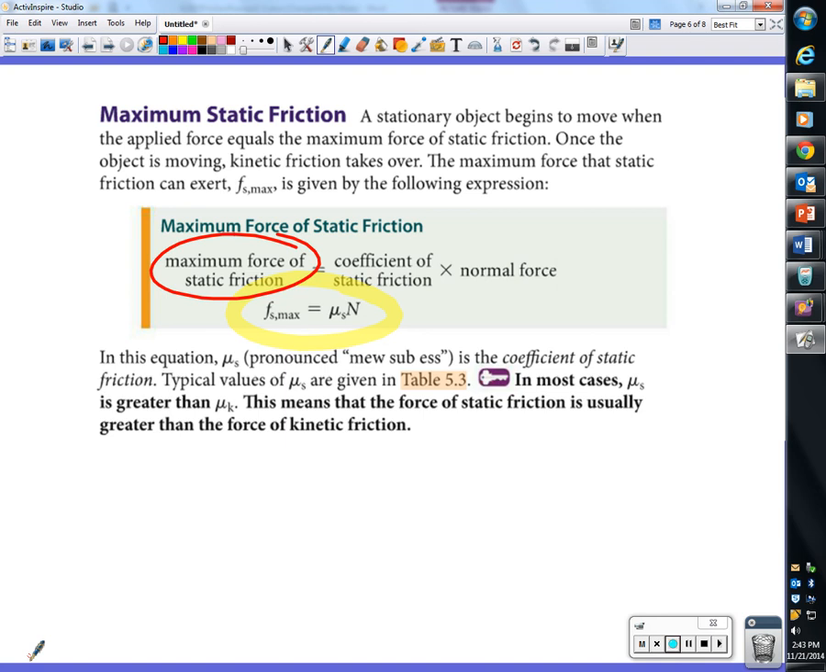Okay? So, underneath maximum static friction, in the first sentence that shows up here, there are 2 things we need to change. I don't like what your book did here. There are 2 words that I would like to change in that sentence. Any ideas? It says a stationary object begins to move when the applied force equals the maximum force of static friction. There are 2 things I would like to change about that sentence.